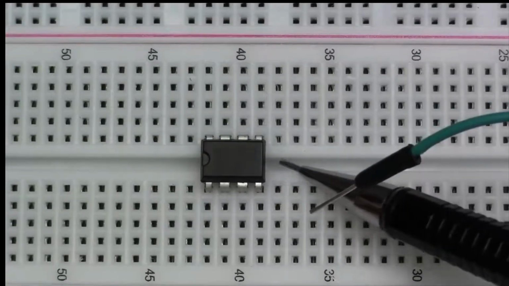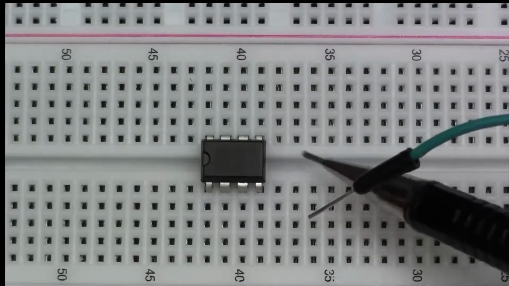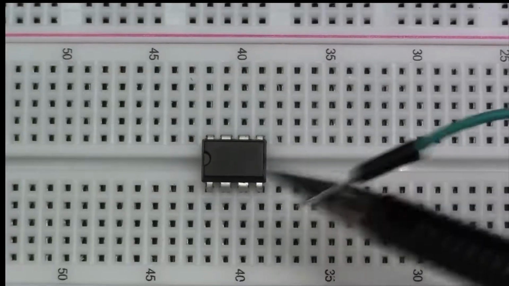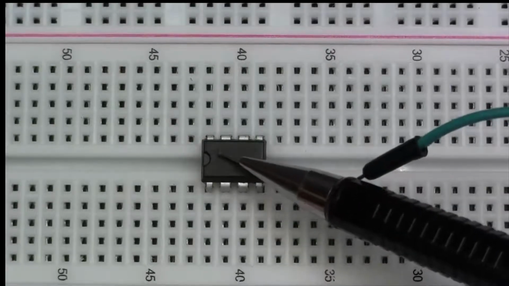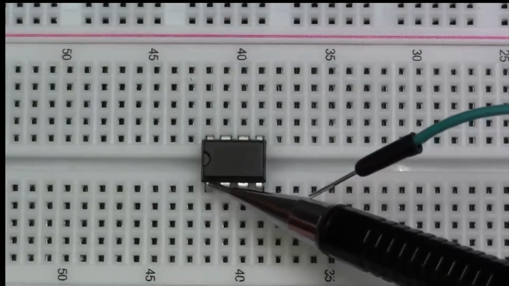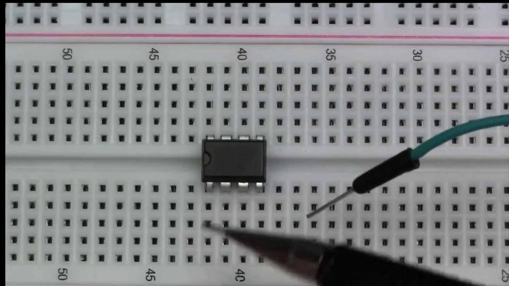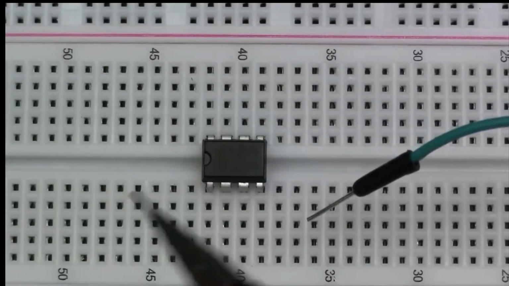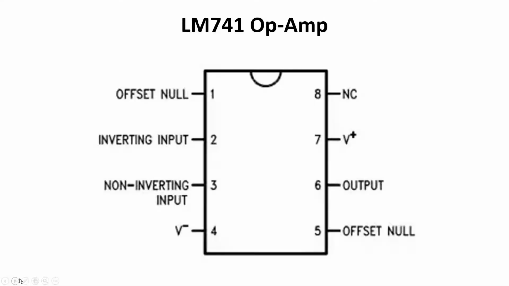The central channel of the breadboard is straddled by the op-amp. The notch is at this end of the op-amp, so this is pin 1. The other pins are numbered counterclockwise. The pin descriptions for the LM741 op-amp are shown again here. Pins 2 and 3 are the inverting and non-inverting inputs respectively.